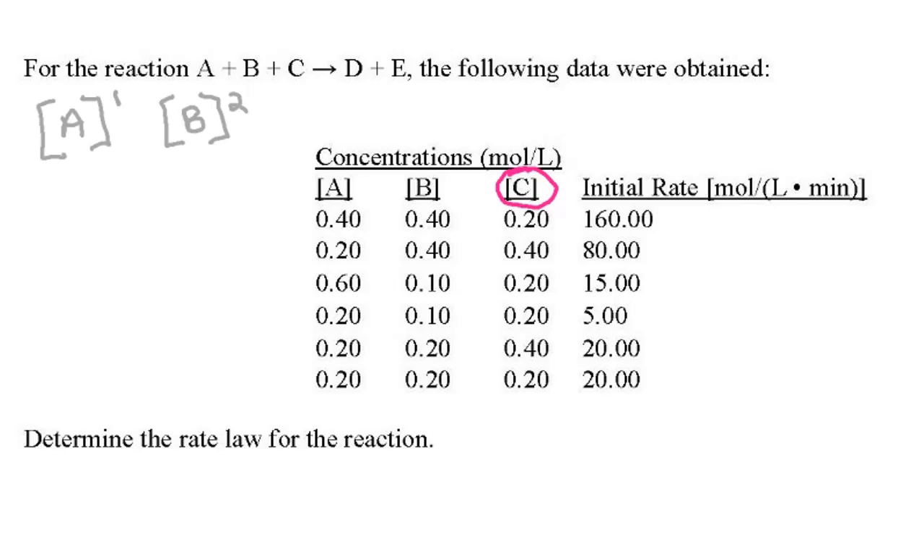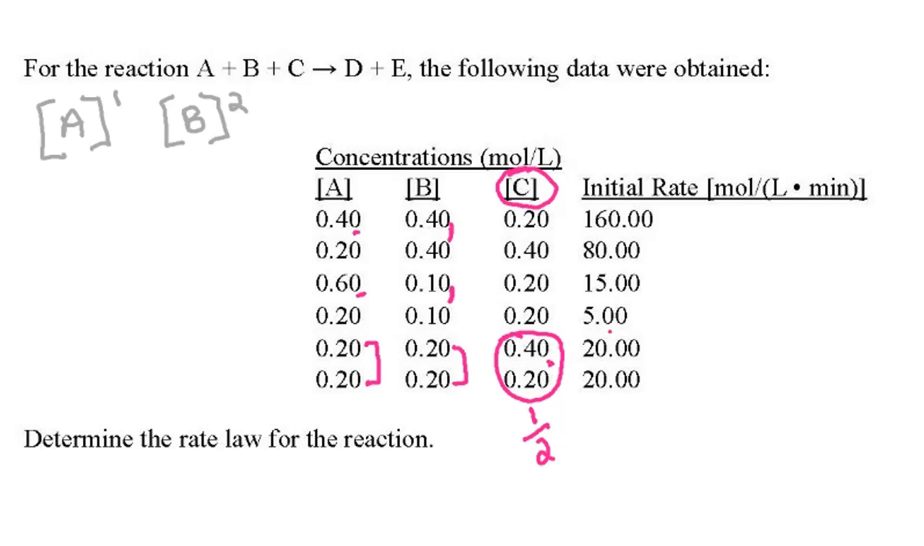So B remains the same between the first two experiments, but A does not. A changes. But B remains the same, 0.20, 0.20, and A remains the same, 0.20, 0.20, on these last two experiments here. So we're going to use these under the column of C to find out how the concentration changed. Now it started out at 0.4 and it ended up at 0.2. So that is dividing it by half.